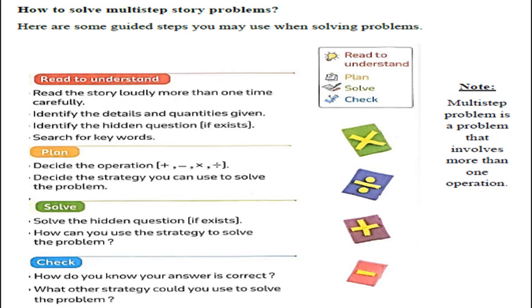Here we have some steps to solve multi-step story problems. First of all, we have to read the story loudly, more than one time, carefully. You must know the details and the quantities given, and search for a keyword if you have one.